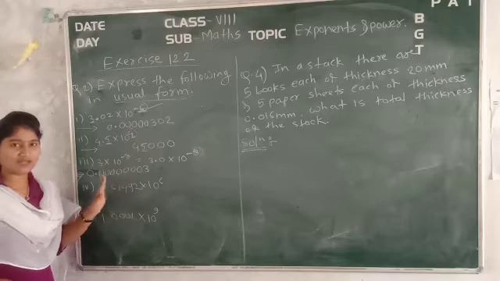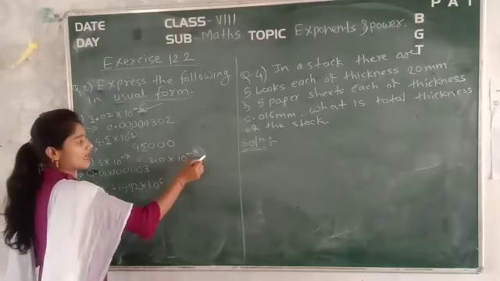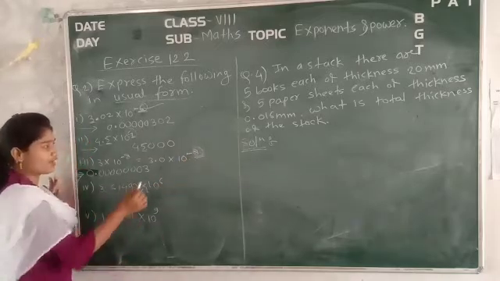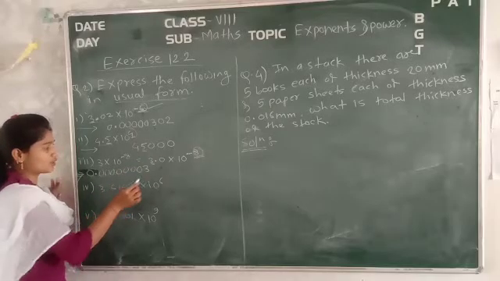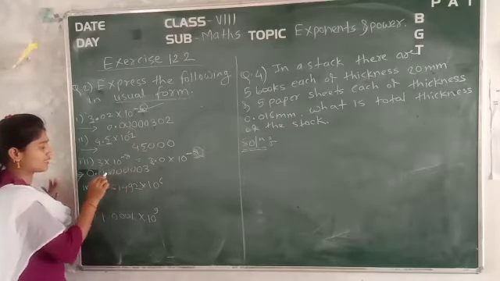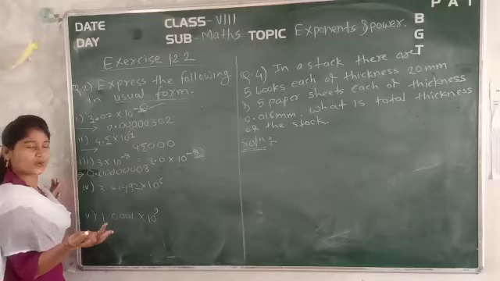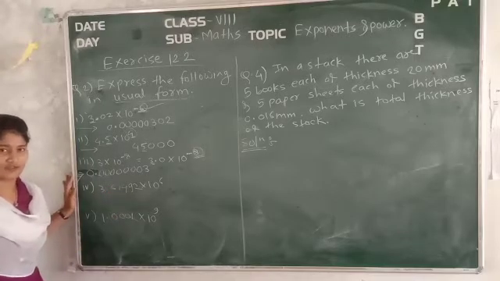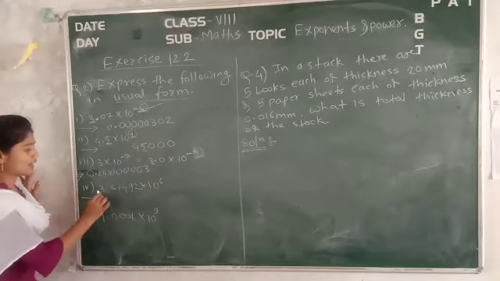So let's count whether it is correct or not. We have 8 digits in total by taking this 3. So 1, 2, 3, 4, 5, 6, 7, 8. Correct? Okay. So that was the usual form of the given number. Similarly, you can proceed with this one.